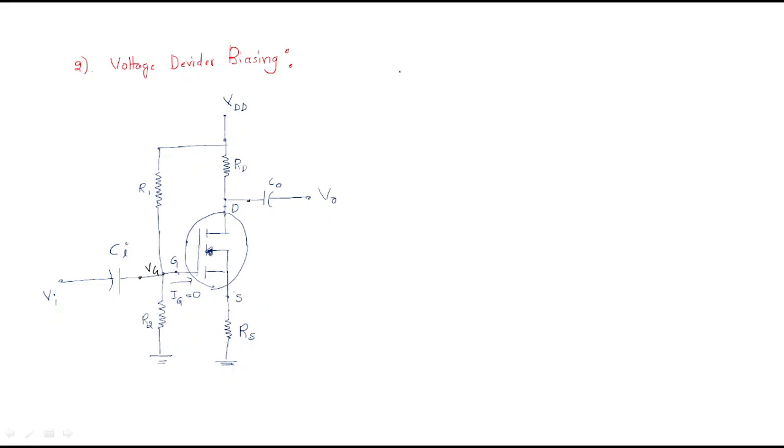So I will write here, the VG is equal to, the current drop is VDD, and the flowing current is VDD by R1 plus R2, into this resistance. This resistance is R2. This is the voltage across the gate, the first point.